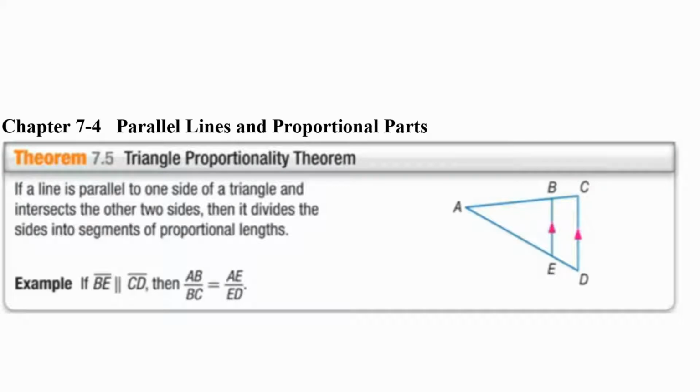Chapter 7.4 Parallel Lines of Proportional Parts. If a line is parallel to one side of the triangle, so in this diagram, line BE is parallel to side CD, then it intersects the two sides and divides the sides into segments of proportional length. So in this picture, it would divide AB and BC. So AB over BC would equal AE over ED.